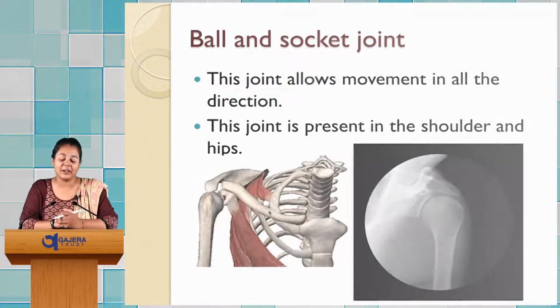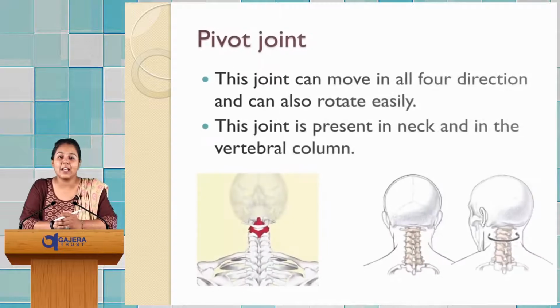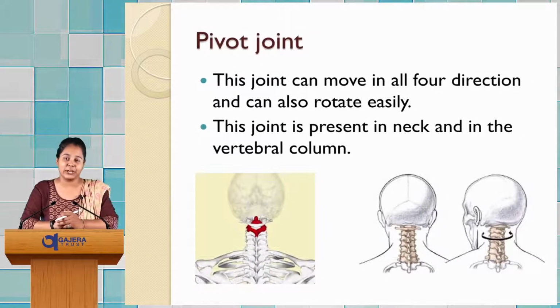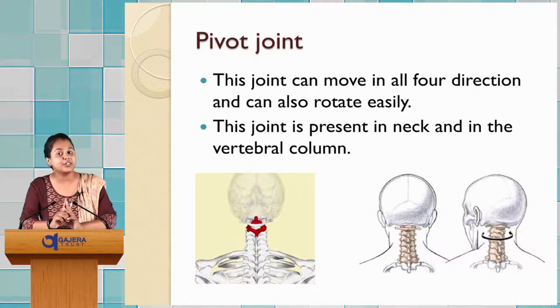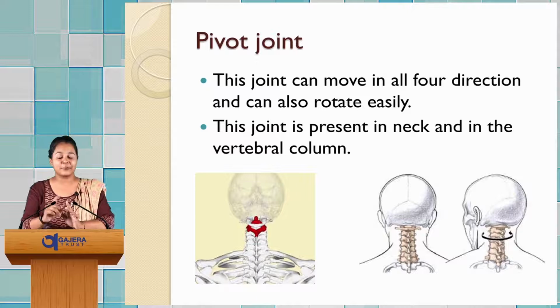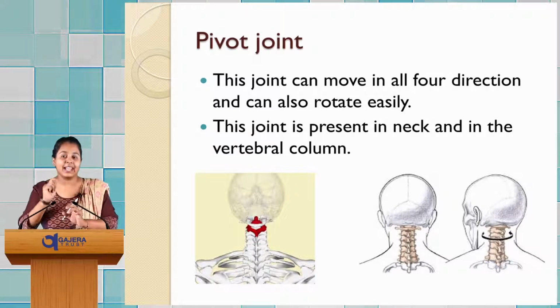Now we are on to our number 3, which is our pivot joint. This is a joint where we can have movement in 4 directions: front, back, left, right, or we can have rotation very easily. This joint is one of the most important joints in the human body. Why? Because it is present in our neck. It allows our head movement in all the directions.